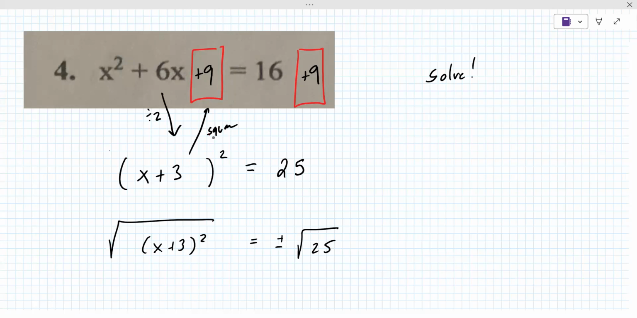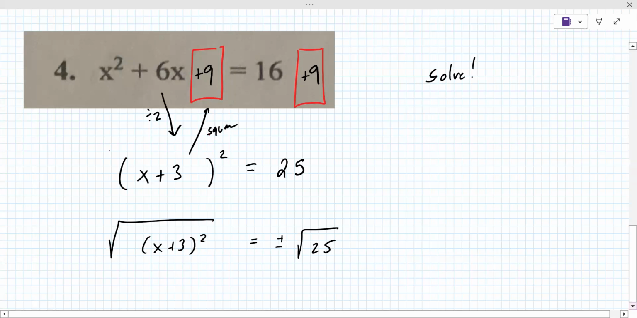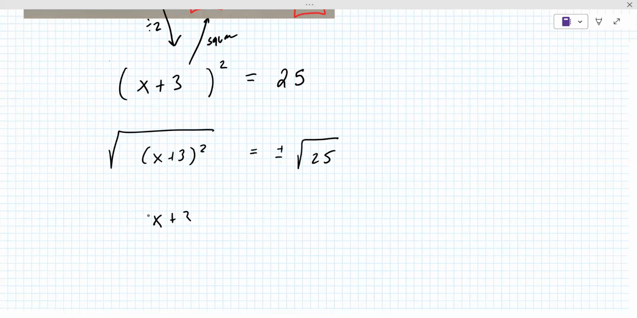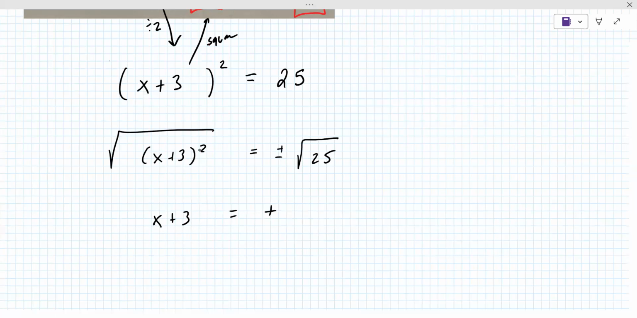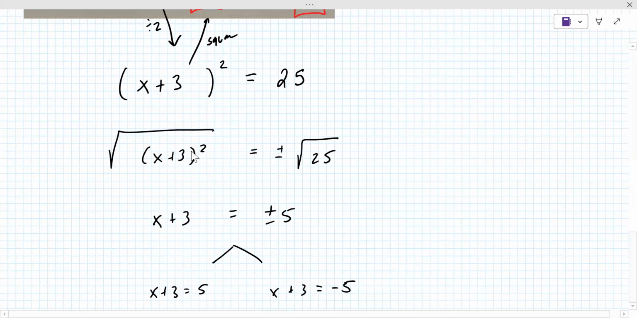5. Okay. So this is now two equations, really. It's x plus 3 on the left. The square root undoes the square. Squiggly thing undoes that. Plus or minus 5. So you have two equations you have to solve. So x plus 3 equal to 5. x plus 3 equal to -5.